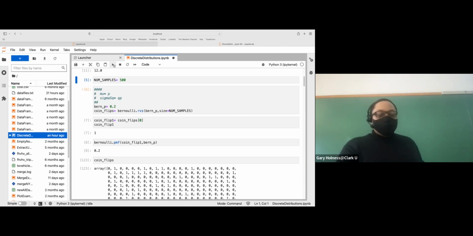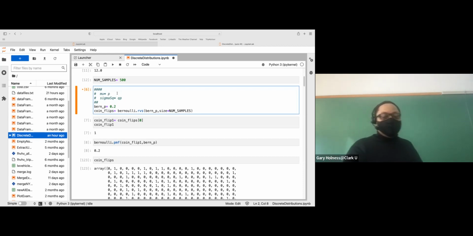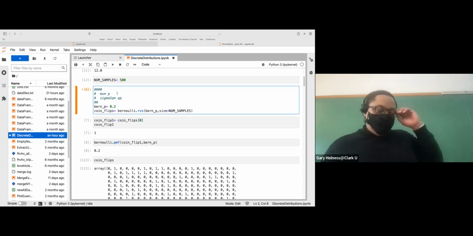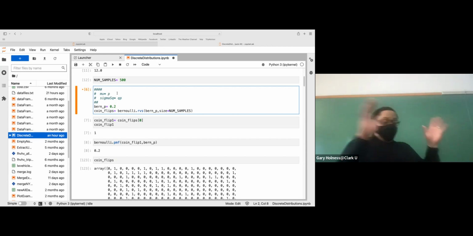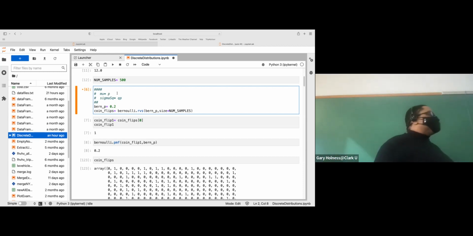But we're going to set the number of samples to 500. And then here in this next cell, we have the Bernoulli distribution. And in the SciPy APIs, everyone made the engineering meeting, so all of the APIs are very consistent.